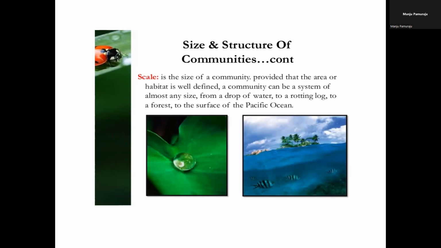An example of a small-sized community is a drop of water. It may be a rotting log, or it may be a mouth also. In the mouth, in the teeth and gums, many microbes are present. So in a small drop, it is small-sized, whereas large-sized examples are forests, deserts, or the Pacific Ocean, based on the area occupied by the community.